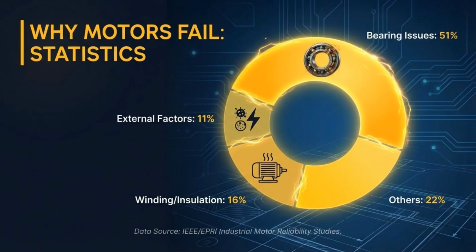The statistics clearly show that bearing issues are the dominant failure mode at 51%. Winding and insulation failures account for 16%. External factors contribute 11% to failures, while other causes make up the remaining 22%. This data highlights the critical need for bearing maintenance.